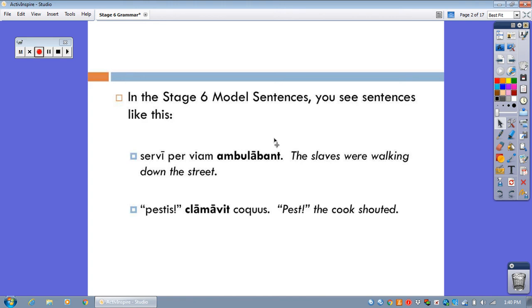Now think about it. Present tense, you're used to seeing ambulant. But this has a BA added in. And then this verb clamavit, in the present tense you know as clamat, but then all of a sudden, bam, you've got a VI added in.